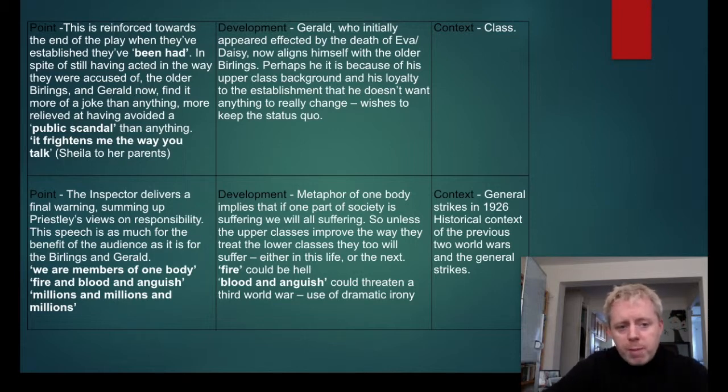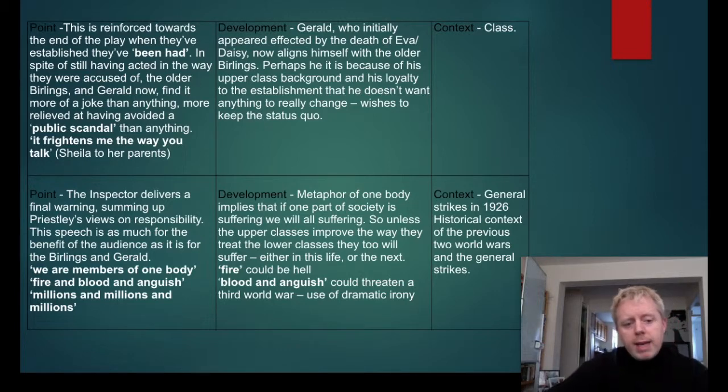So the third point you could make is this is reinforced towards the end of the play when they've established they've been had. In spite of still having acted in the way they were accused of, the older Birlings and Gerald now find it more of a joke than anything, more relieved at having avoided a public scandal. "It frightens me the way you talk," Sheila says to her parents, witnessing this behaviour. She can't quite believe it.